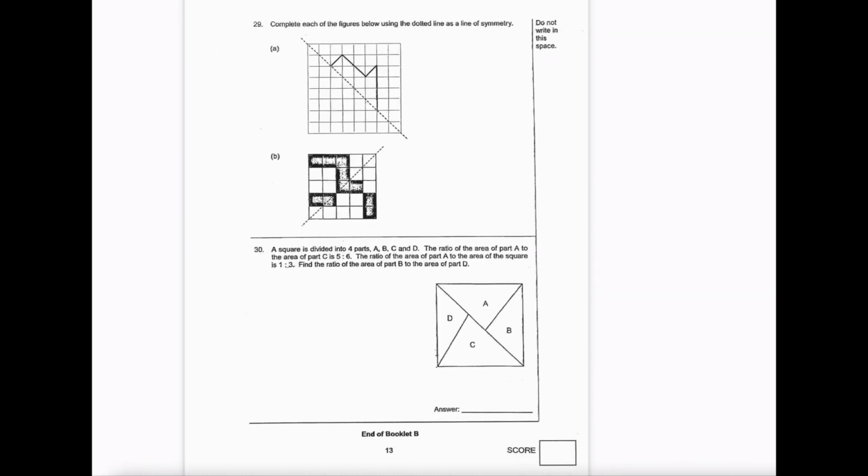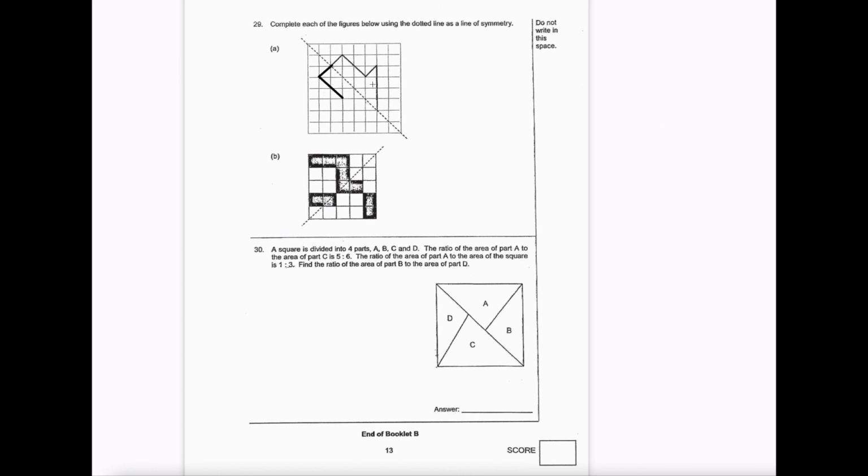Question 29, complete each of the figures below using the dotted line as a line of symmetry. So this is the line of symmetry as we can all see here. So let's just start drawing, okay? This is a straight line, that's a diagonal. So I draw a diagonal line that reaches here. Okay, and then there's another diagonal line that crosses 2 boxes. So we have to start from here and cross 2 diagonal boxes.